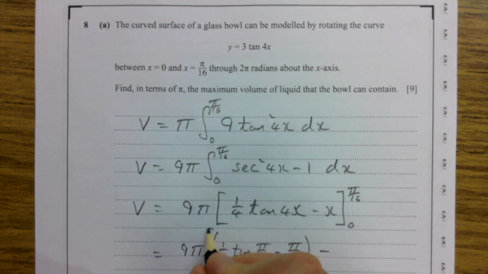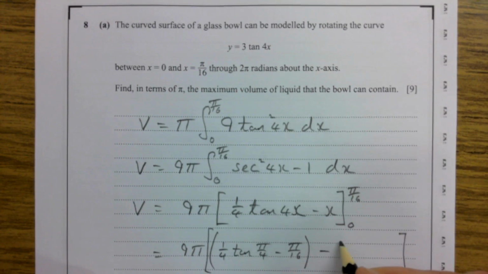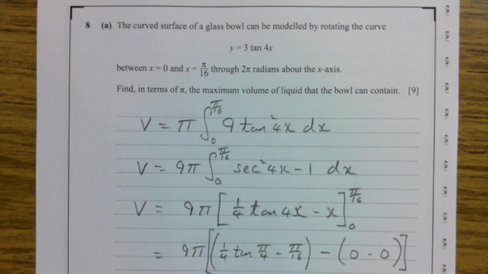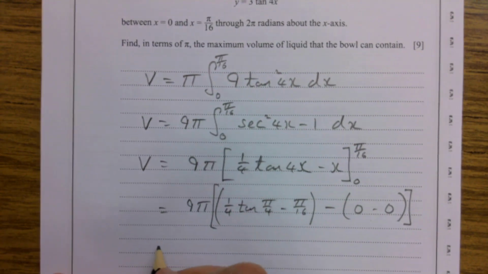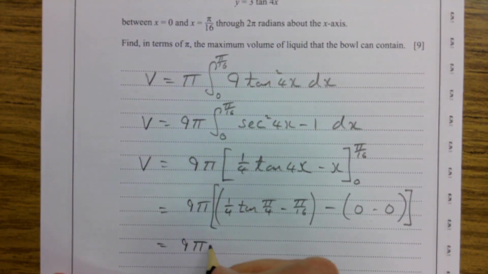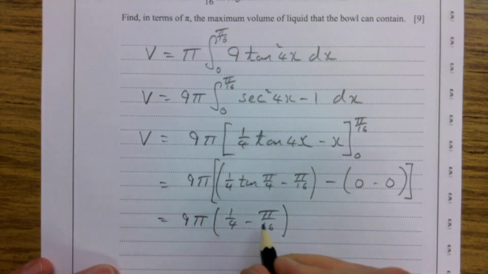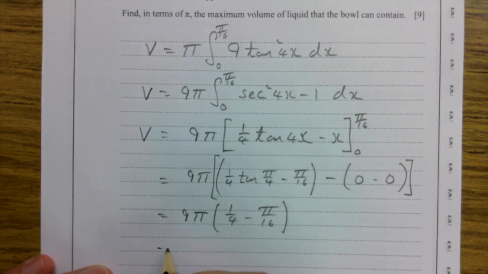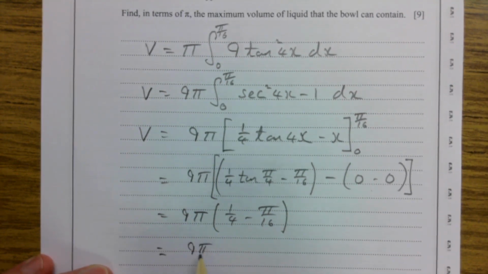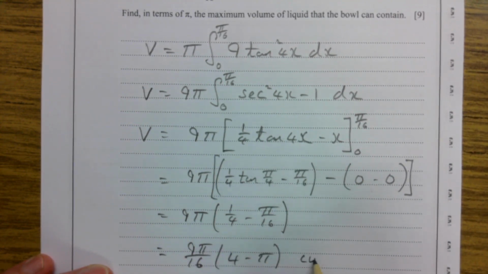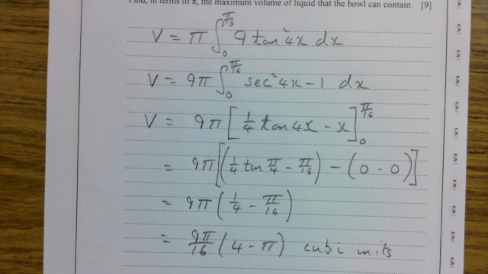And then subbing in, sorry, I need to have the 9 pi within that whole thing. Then it's just going to be 0, take away 0. Whenever you substitute in the 0 there, the whole thing then disappears. So how is this going to tidy up for us? It's going to be 9 pi upon a quarter minus pi over 16. And whatever way you want to rewrite that, I would accept that as a final one. The mark scheme incidentally is taking the 16 out, so 9 pi over 16 upon 4 minus pi, and because it's a volume, we're going for cubic units.